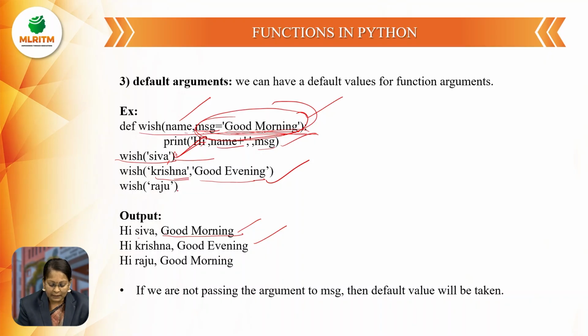So next, here also wish Raju. Raju is a name. Here we are not passing any message to this wish calling function. So here also we have the good morning message. If we do not pass any value, then the default argument will be assigned. So if you are not passing the argument to message, then the default value will be taken.